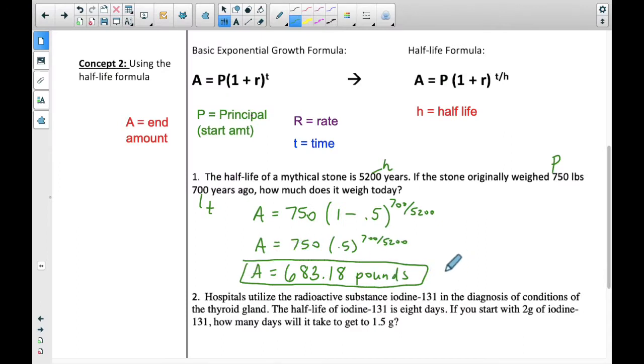Let's just take a minute and talk about reasonableness. Is this a reasonable answer? Okay, if it weighed 750 pounds to start off, well, half of 750 is 375, right? So that would mean in 5,200 years, it's going to be 375. We haven't reached that point yet, so it should be in between 375 and 750, and it does come out to be that. So that is a reasonable answer in this case.